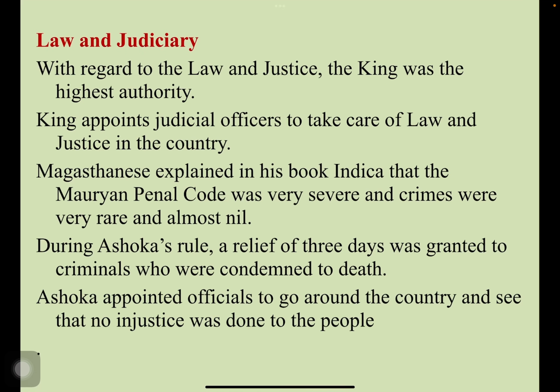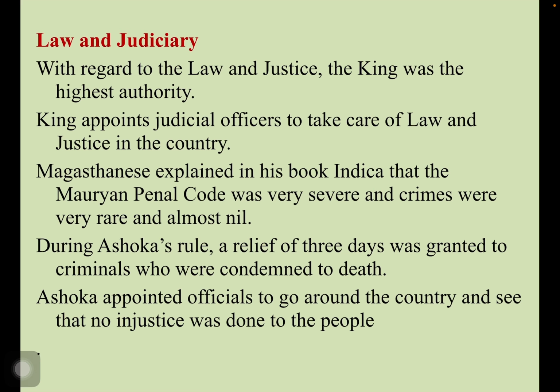Law and Judiciary of Mauryan Kingdom. With regard to law and justice, the king was the highest authority. King appoints judicial officers to take care of law and justice in the country. Megasthenes says in his book Indica that the Mauryan penal code was very severe. Crimes were very rare and almost nil.